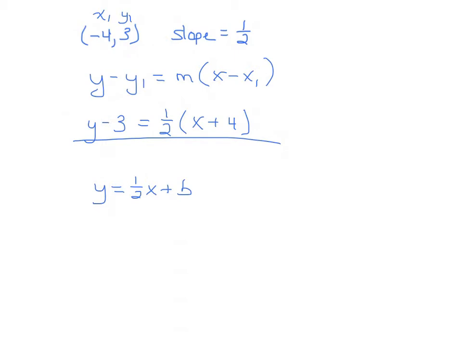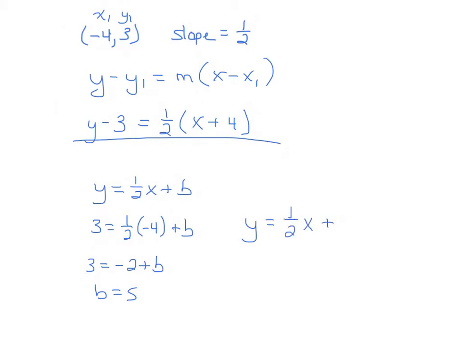So to find b, use the point you know, 3 equals 1/2 times negative 4, and then solve that for b. So 3 equals negative 2 plus b, and b is going to equal 5. So then our equation in slope-intercept form would be y equals 1/2 x plus 5. Either of those two would work. Obviously, point-slope's a little bit easier.